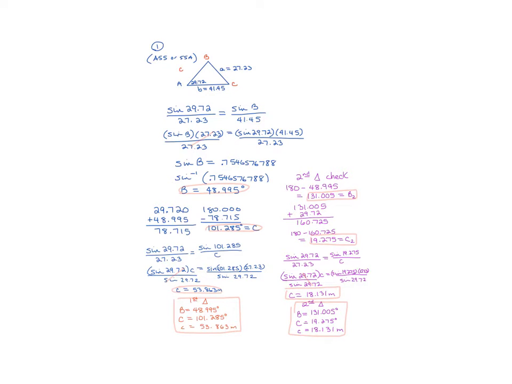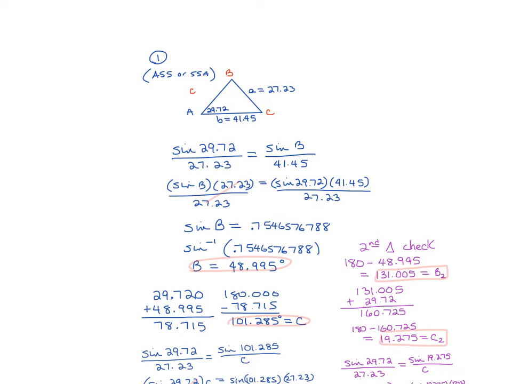And here's number one. Notice this is the ambiguous case. So my given information, I was given an angle, a side, and a side. So if I go this way, it spells ASS, but if I go this way, it spells SSA. Either way, this is the one that you need to check for either 0 triangles, 1 triangle, or 2.